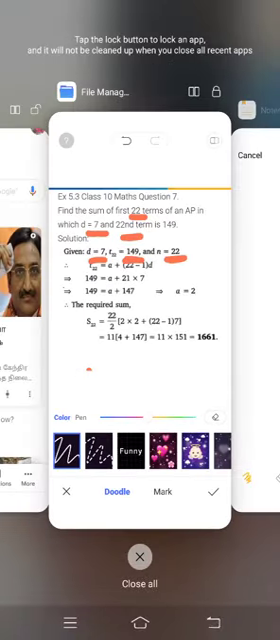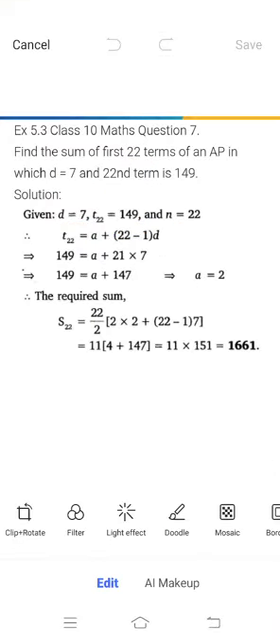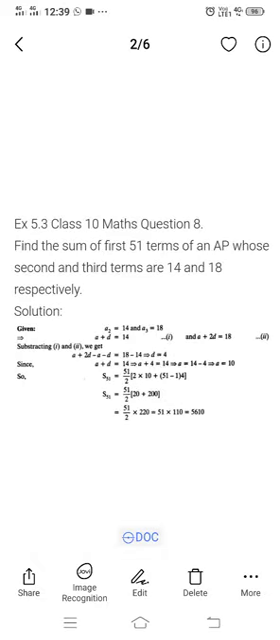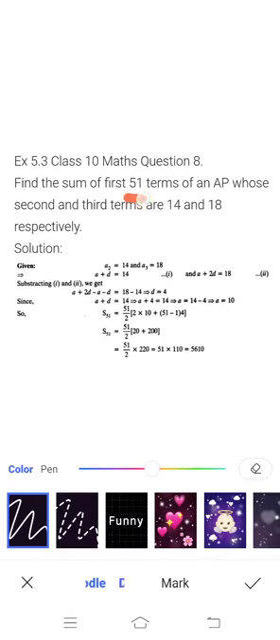Okay, next question, question number 8. Find the sum of the first 51 terms. So S51 we have to find out. The second and third terms are given, A2 and A3 are given.